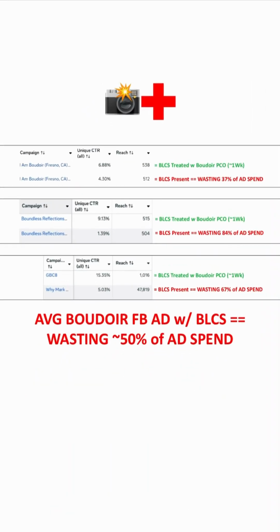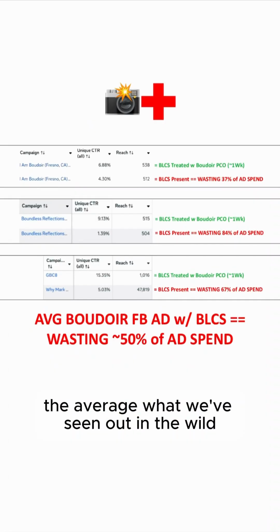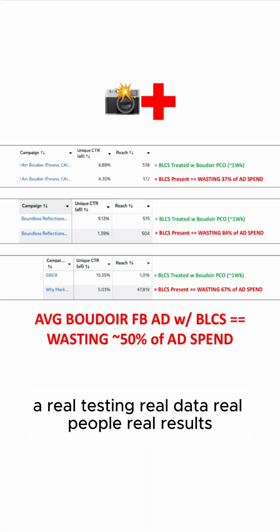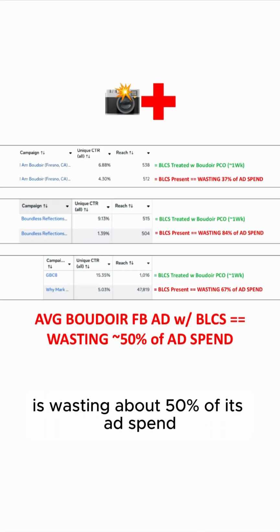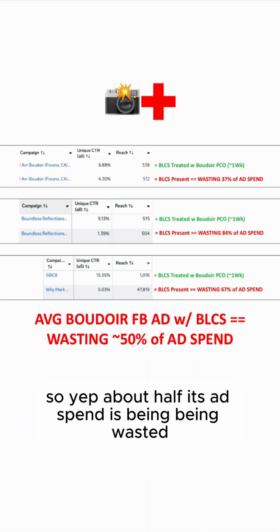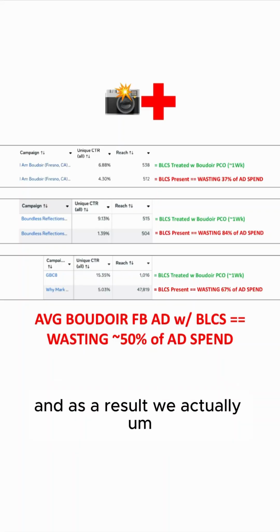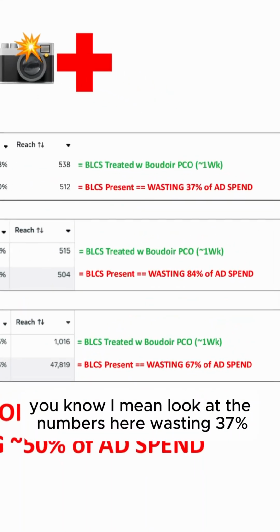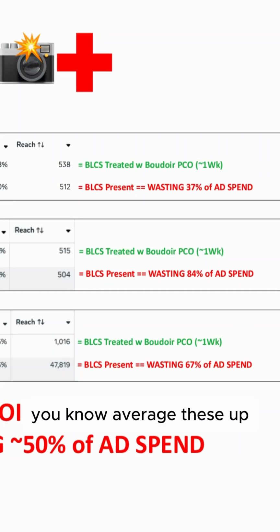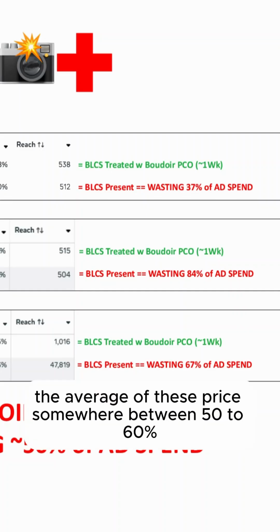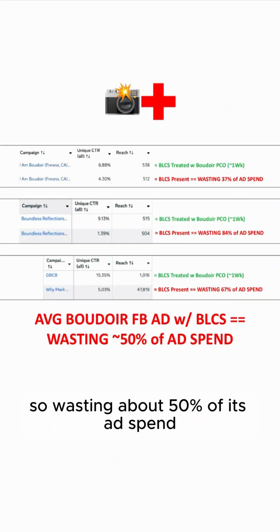So what we've seen out in the wild, real testing, real data, real people, real results: the average Boudoir Facebook ad with BLCS is wasting about 50% of its ad spend. So you have about half its ad spend being wasted. Look at the numbers here: wasting 37%, wasting 84%, wasting 67%. Average these up, probably somewhere between 50 to 60%. So wasting about 50% of its ad spend.